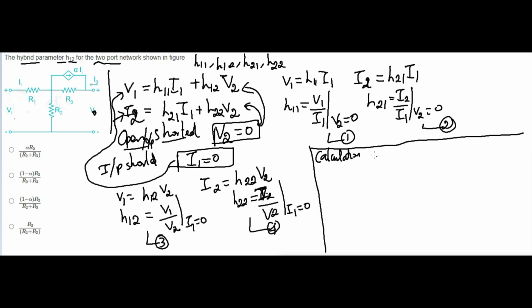In the calculation we want H12, is it right? Because only H12 they have asked. So first you consider H12, which is equal to V1 divided by V2. Okay, we consider I1 is equal to 0. And now what you do?